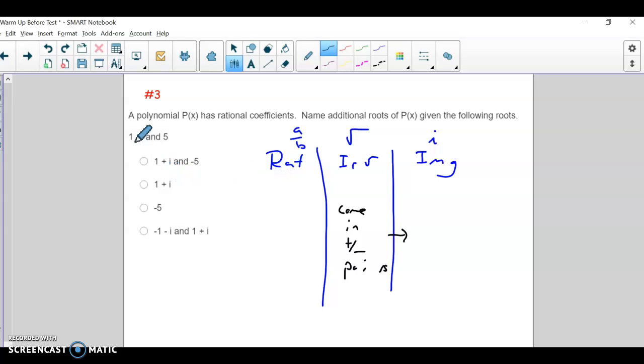Okay, so basically, if you have any irrational or imaginary, list its missing pair. So for the rational 5, it doesn't have a pair, but this one's an imaginary, so it must be missing its i plus 1 pair, right? And that gives us this option right here.